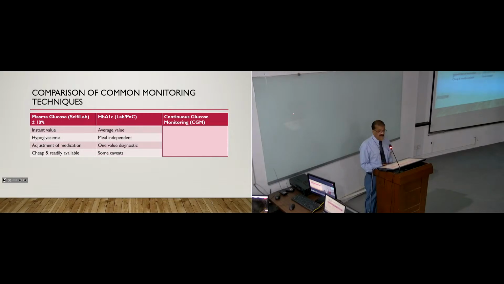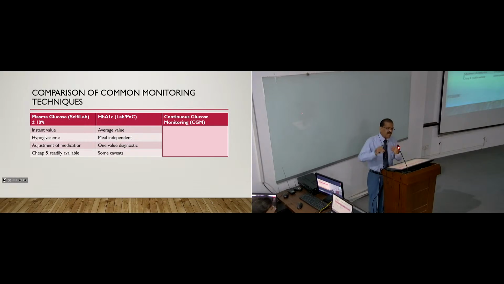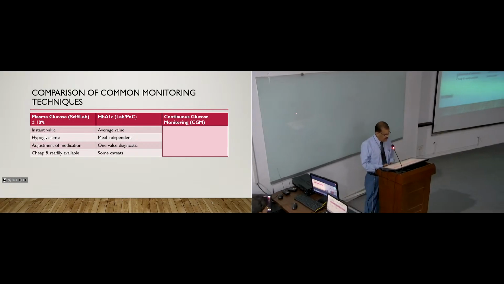Whereas HbA1c gives you an average value, just one test will give you a 3 months average. It is meal independent. Whether the patient has taken a meal or is fasting, it gives you the same value. And one value is diagnostic, so you don't have to repeat the test. Glucose tests many times have to be repeated because the patient's fasting was not for 8 hours or the patient is going through some stress. So A1C, just one value, with some caveats that I'm going to discuss later.